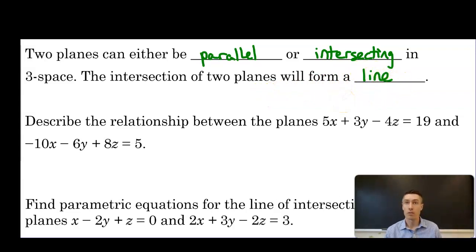Think of the room around you. If you look at the wall and the ceiling, look where they intersect, and you would be able to draw a line at that intersection.